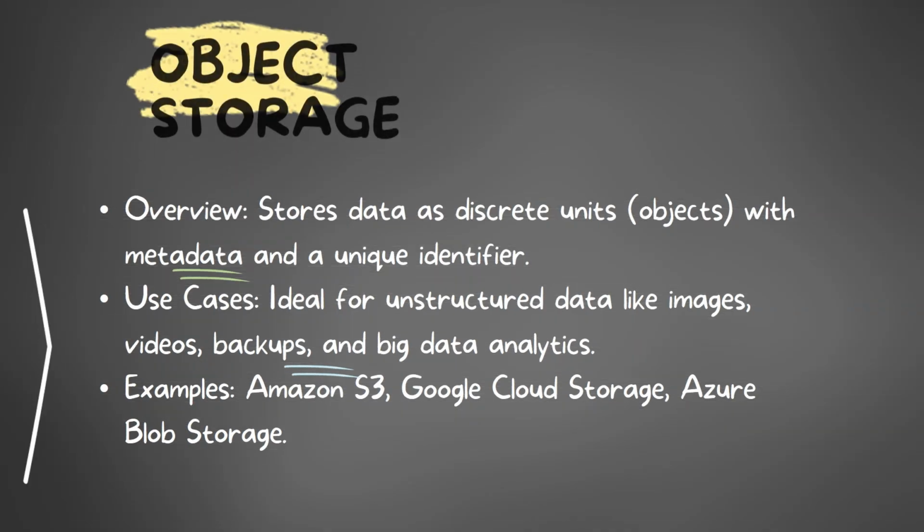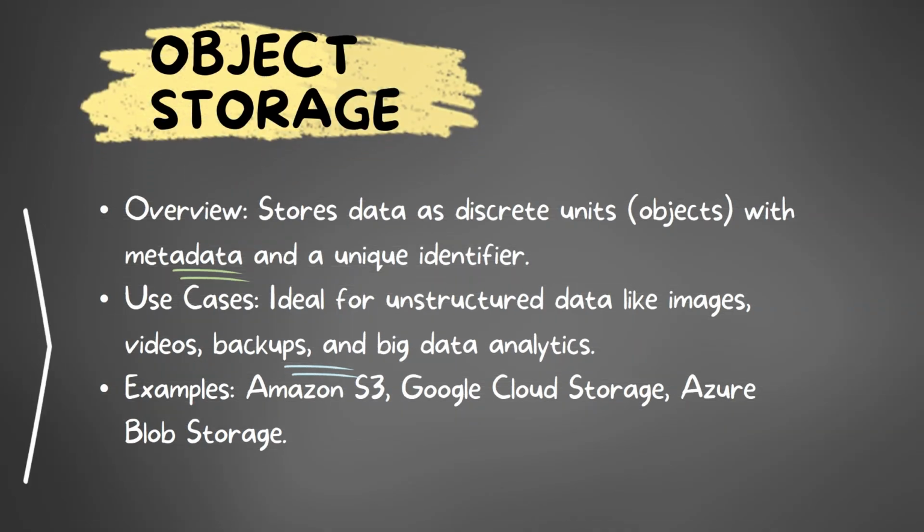First of all, let's talk about object storage. Object storage stores data as discrete units, that is, objects with metadata and a unique identifier. The use cases of object storage are ideal for unstructured data like images, videos, backups, and big data analytics. Some examples of this type of storage are Amazon S3, Google Cloud Storage, Azure Blob Storage, etc.